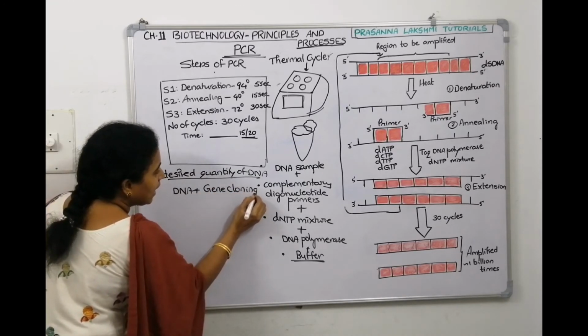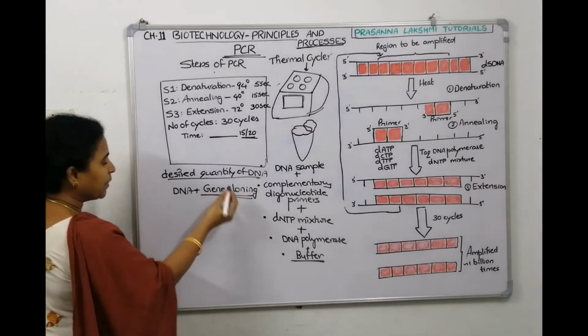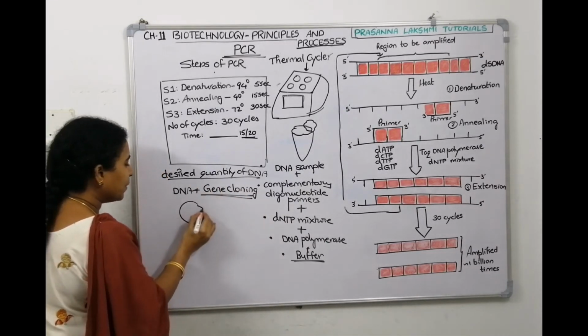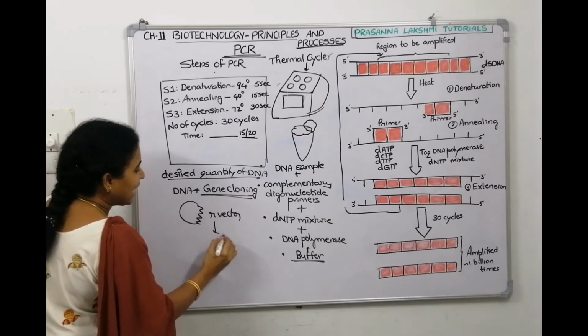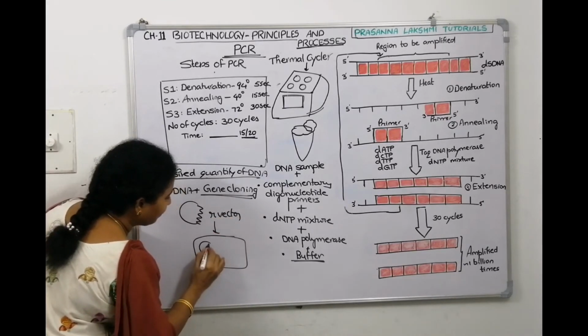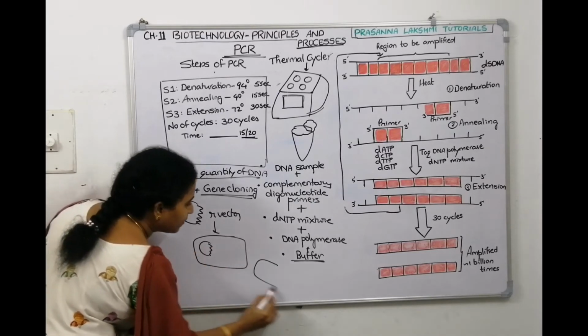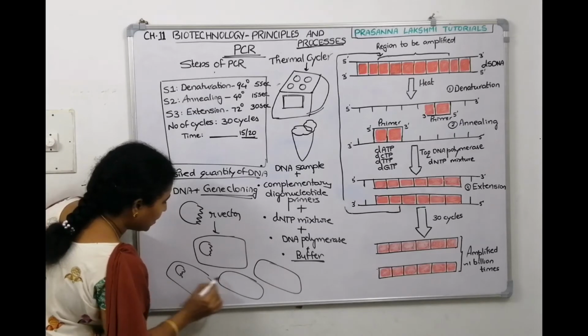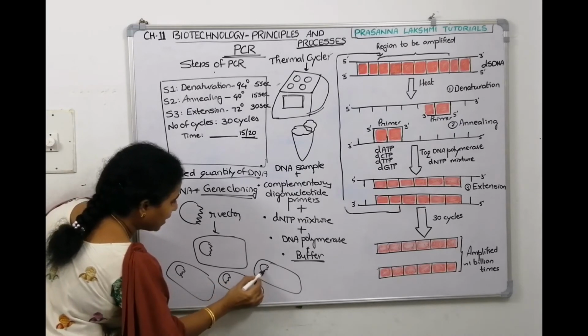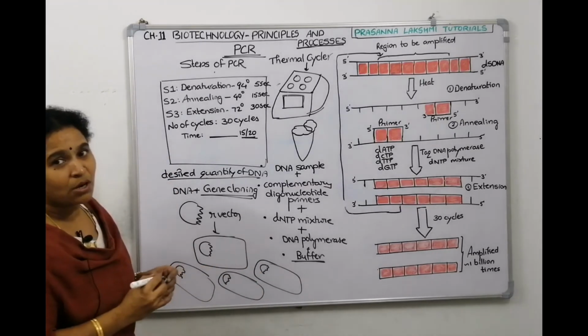Take your DNA and start gene cloning now. What is gene cloning? Take your DNA and keep it inside the vector. Make an rDNA vector, and this rDNA vector is sent into bacteria. Whenever this bacteria is multiplying, your DNA also gets multiplied, right? This is what is called gene cloning. This is what is called biotechnology.